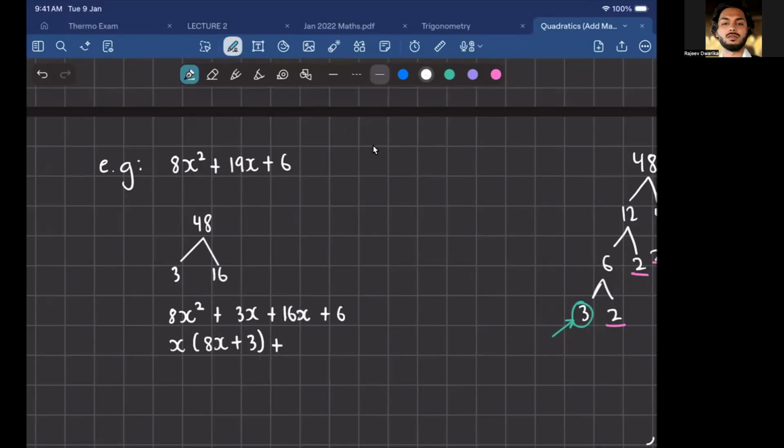Do you see anything in common between 16 and 6? We're looking at common factors. Is there a number that can go into both 16 and 6? Yeah, there is a number. Think. 16 and 6 are both multiples of 2. So 2 would be a factor. So if I pull out 2.